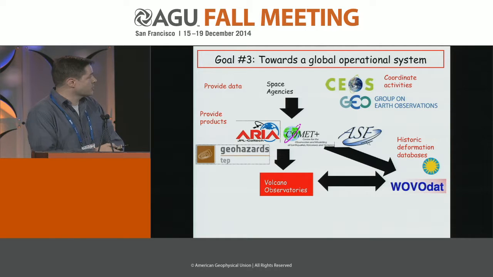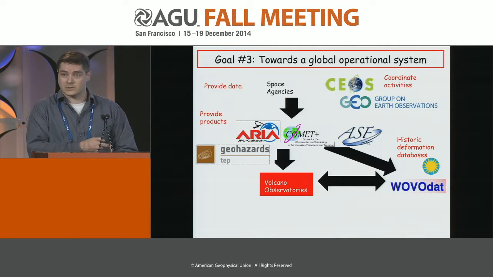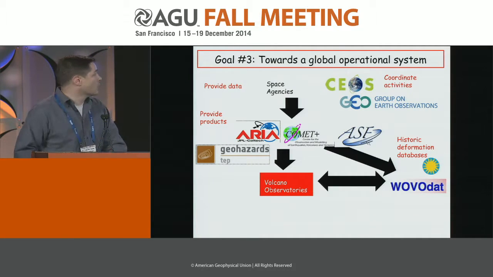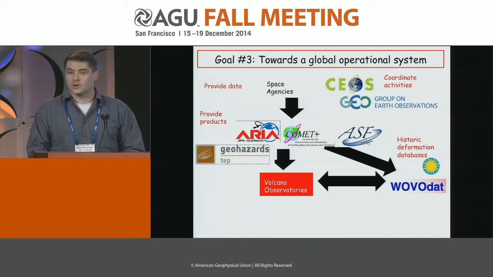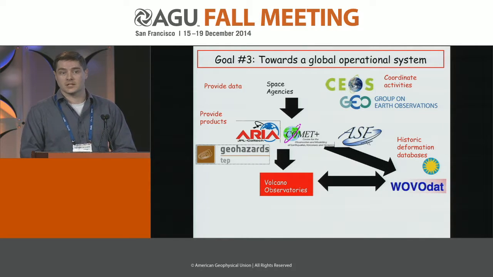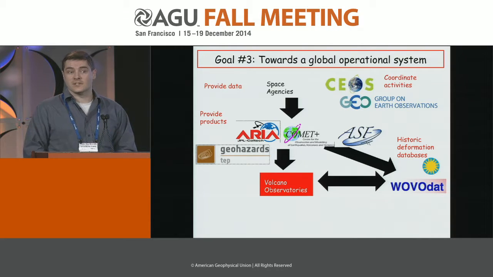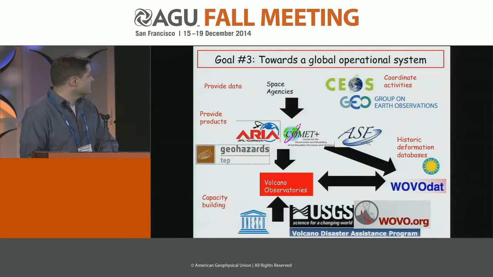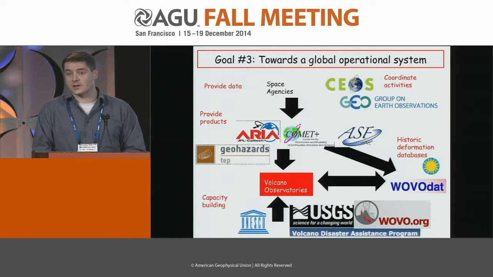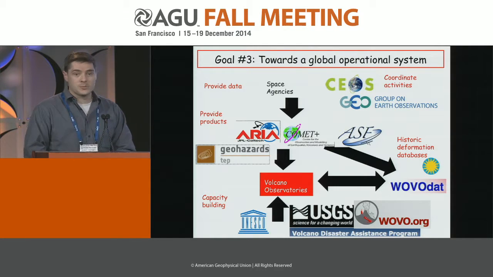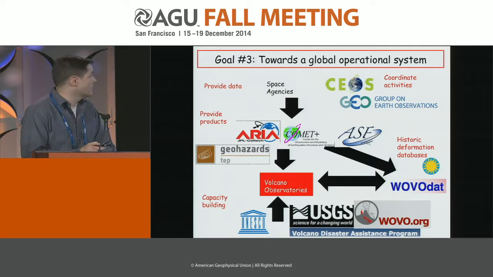And that information can also be saved in both historic databases, as we talked about from the Smithsonian, and the World Organization of Volcano Observatories also has a database where they would like to acquire and maintain archives of data of signs at times of unrest. And of course, there's also institutions that are involved in capacity building to help people to interpret this information.